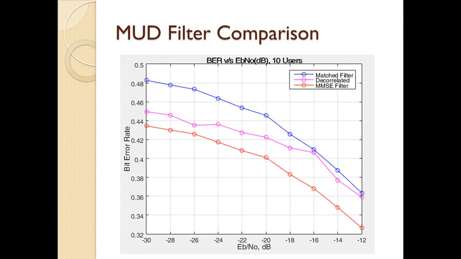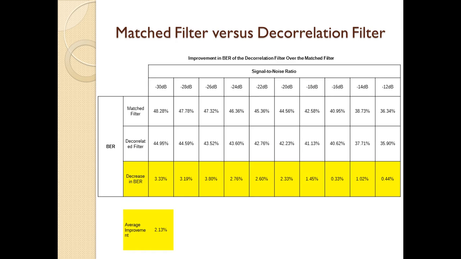In order to easily compare the matched filter, decorrelated filter, and MMSE filter against each other, the combination simulation was created. The results of the combination simulation are shown here. The decorrelation filter had an increase in BER across the signal-to-noise ratio range that averaged about 2.13% over the matched filter.